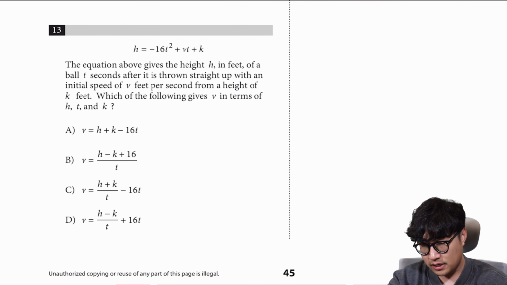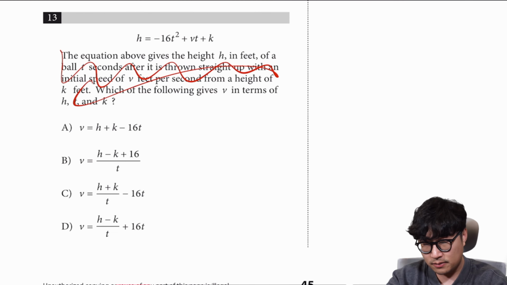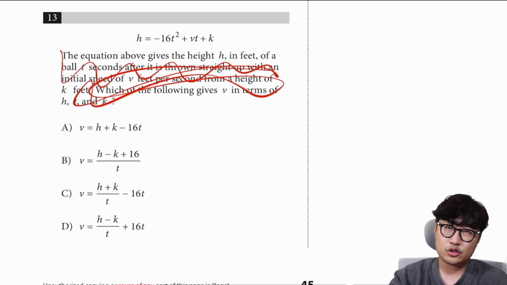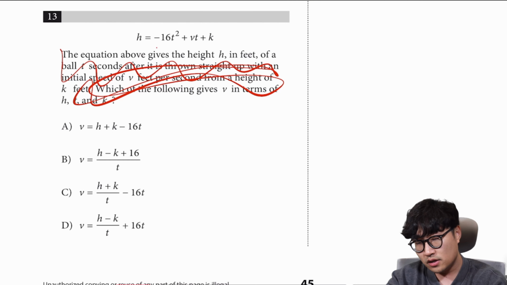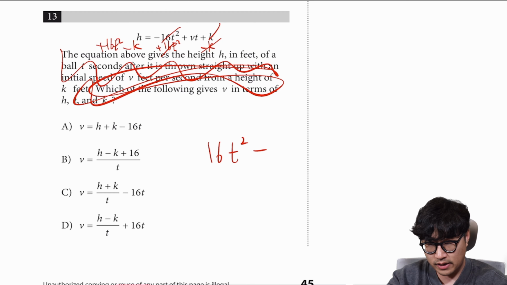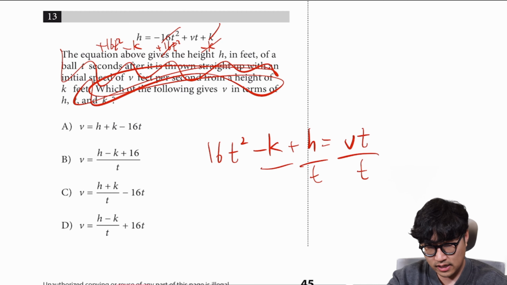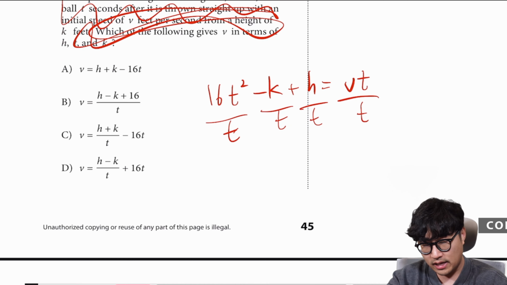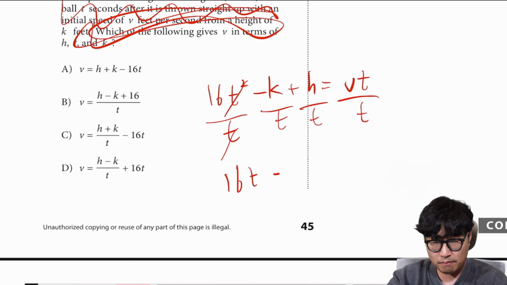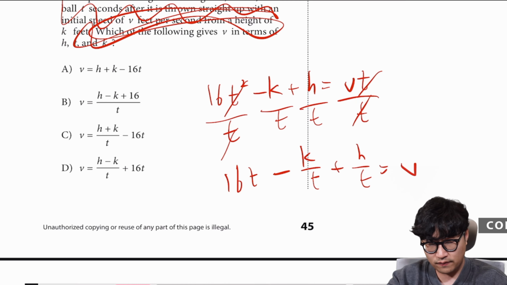All right, number 13, the equation, and so on. Don't worry about any of that. Basically, you're trying to leave the v alone. So go ahead and add 16t squared on both sides, and then subtract k on both sides, to get that out of the way. So 16t squared minus k plus h is equal to vt. And then finally, you want the v alone, so divide by t on all of these terms. And then when you do that, that cancels. So 16t minus k over t plus h over t is equal to what v is going to be.